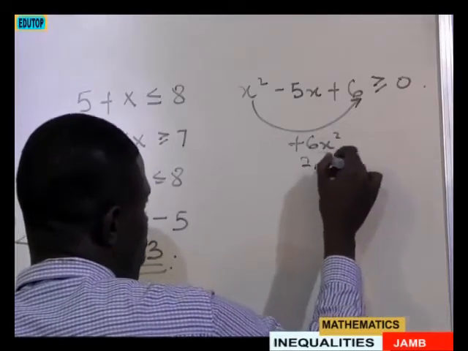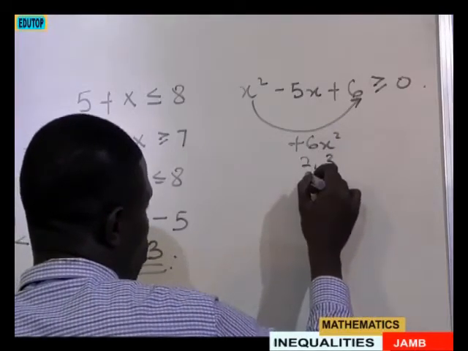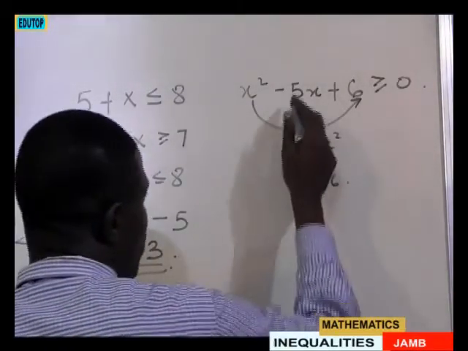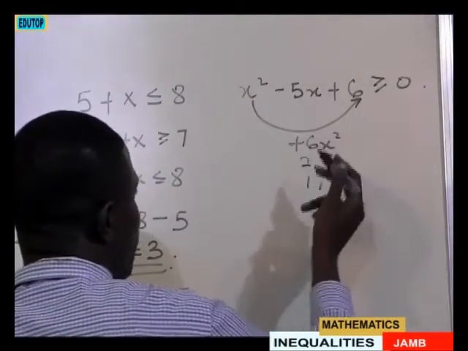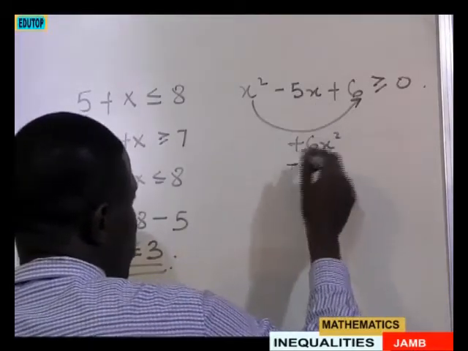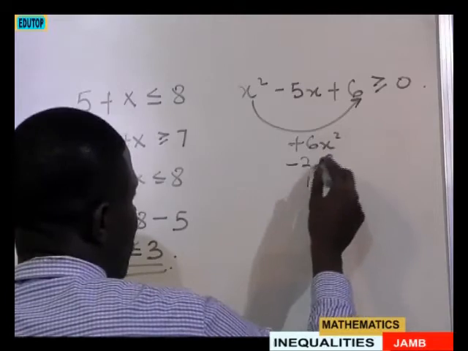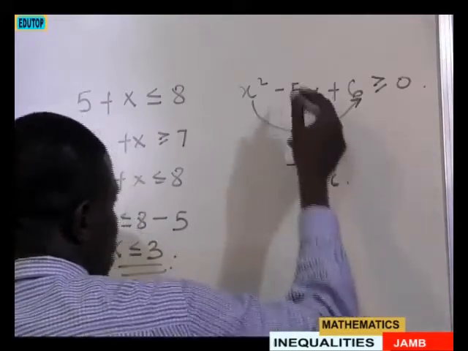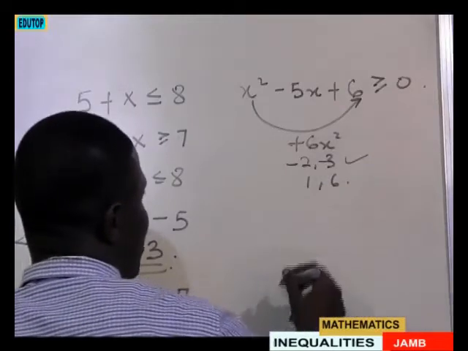We have 2, 3. Then we have 1, 6 itself. So if you add this up, it will give us 5. If you multiply it will give us 6. But the one that will give us this is minus, minus. Minus 2 times minus 3, that's plus 6. Minus 2 minus 3, minus 5. I think this one suits that.